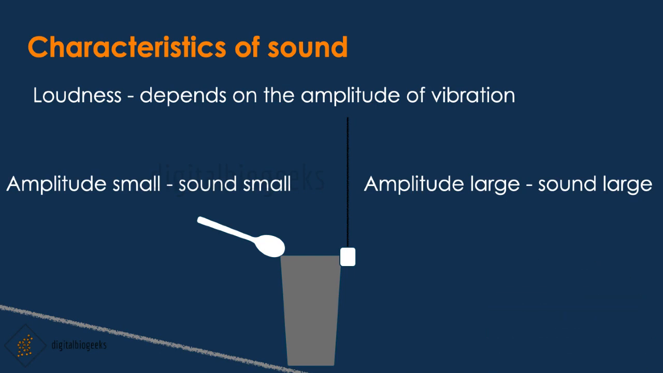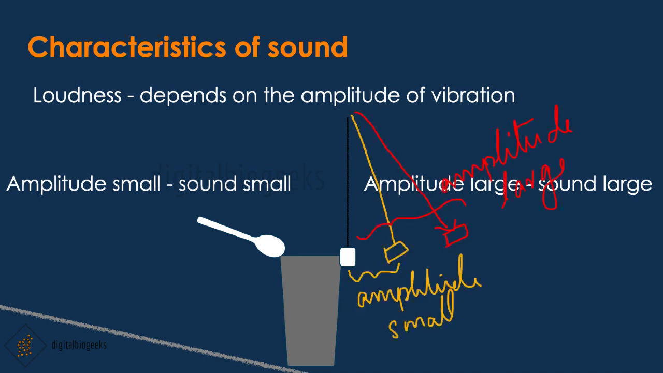This loudness is denoted by dB, that is decibel. Loudness is proportional to the square of the amplitude. That means if amplitude is 2, then loudness is proportional to 2 squared, that means 4. The loudness is 4. Loudness is proportional to the square of amplitude.